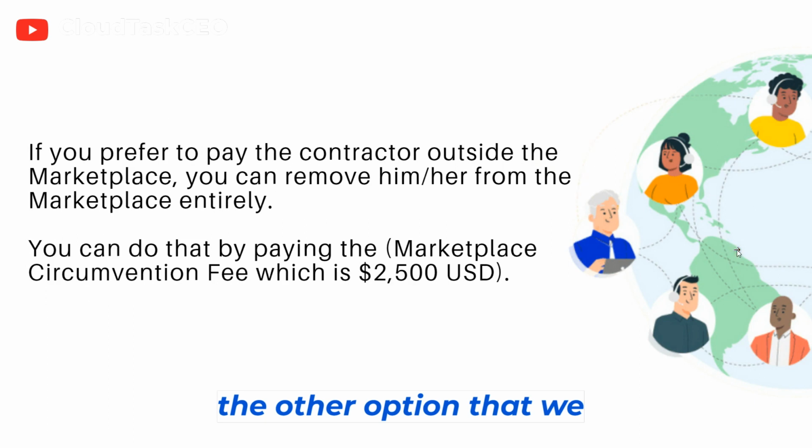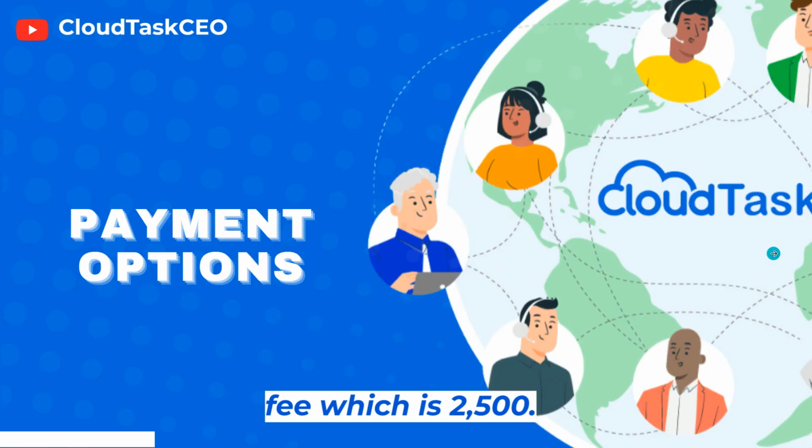The other option that we have in the marketplace is that, let's say, maybe you prefer to pay directly to the contractor. If that's the case, you can remove them from our marketplace. And for that, you only need to pay the marketplace circumvention fee, which is 2,500.